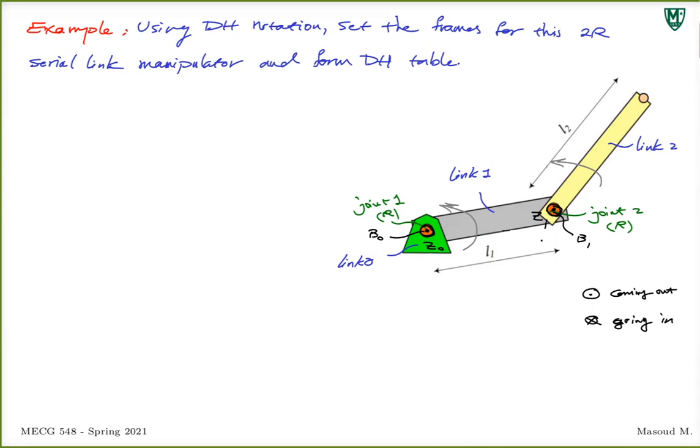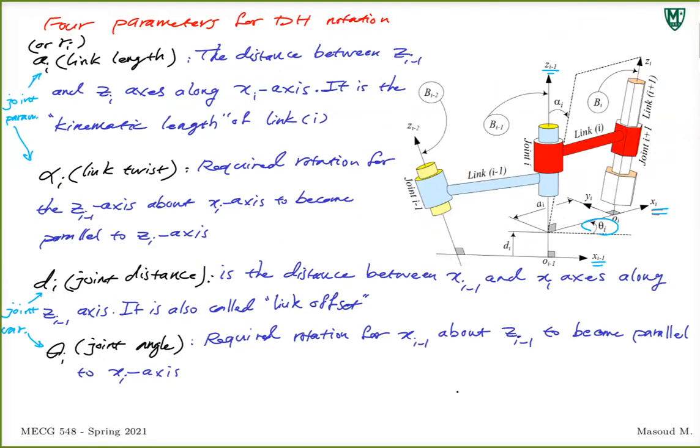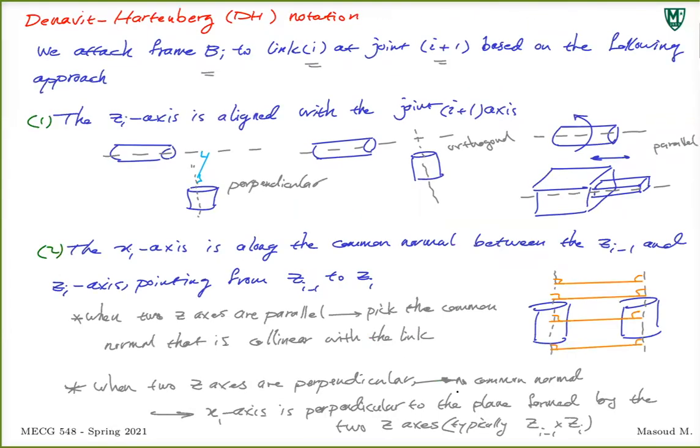Now, for frame 1, we want to figure out what the X axis is. Where is the X axis? So we go back to the second note. The X axis, Xi, put i equal to 1. The X1 axis in this case is along the common normal between Z0 and Z1, pointing from Z0 to Z1.